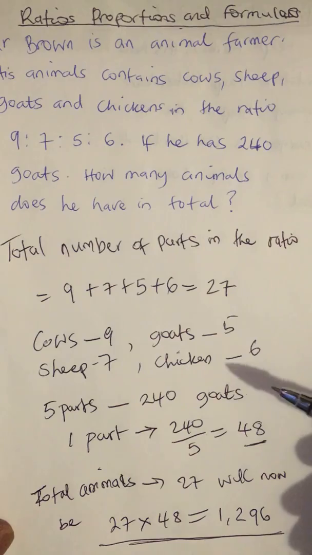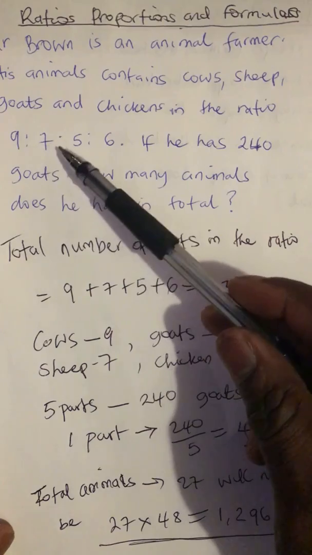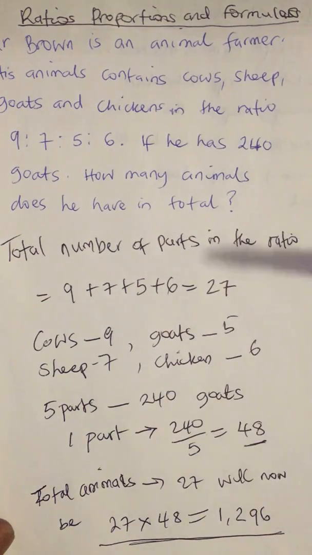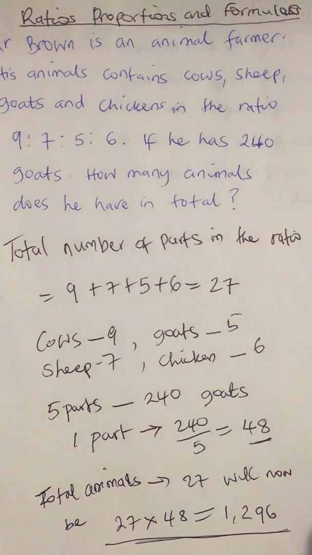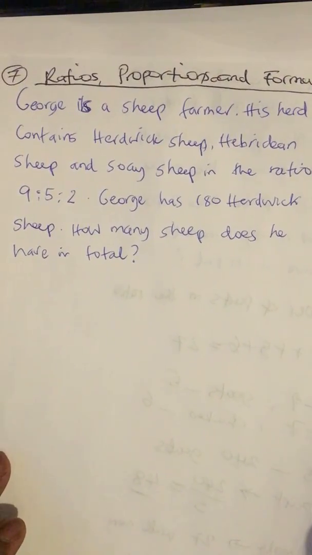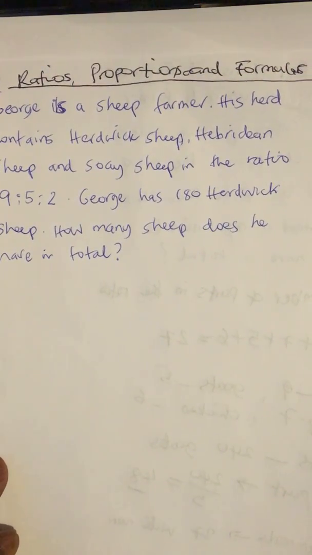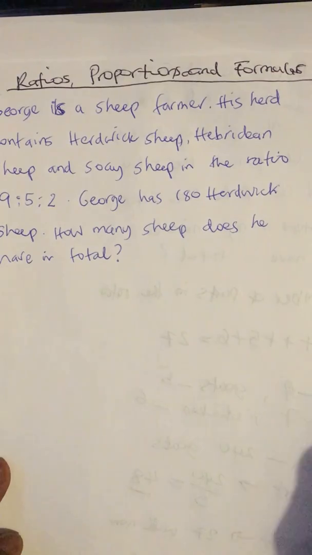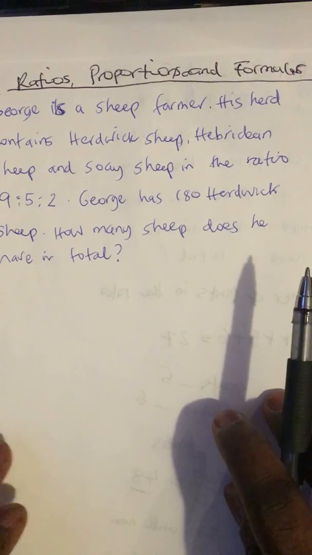We can proceed further to calculate how many of each animal type are in the farm, but I'll leave that to you as work for you. We'll take another example on ratio, and then we'll move on to proportion.